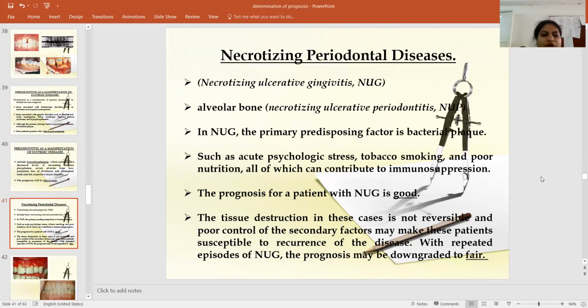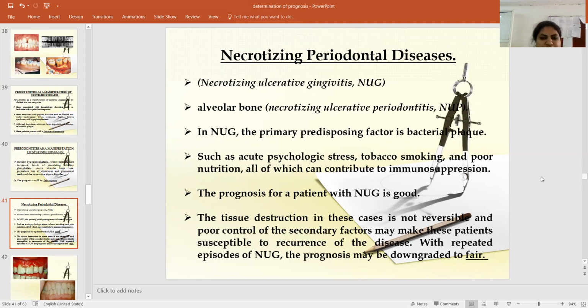Necrotizing ulcerative periodontitis involves the alveolar bone, and if it involves the gingiva only, then it is called necrotizing ulcerative gingivitis. In necrotizing ulcerative gingivitis, the primary predisposing factor is bacterial plaque. Secondary factors such as acute psychological stress, tobacco smoking, and poor nutrition can all contribute to immunosuppression.